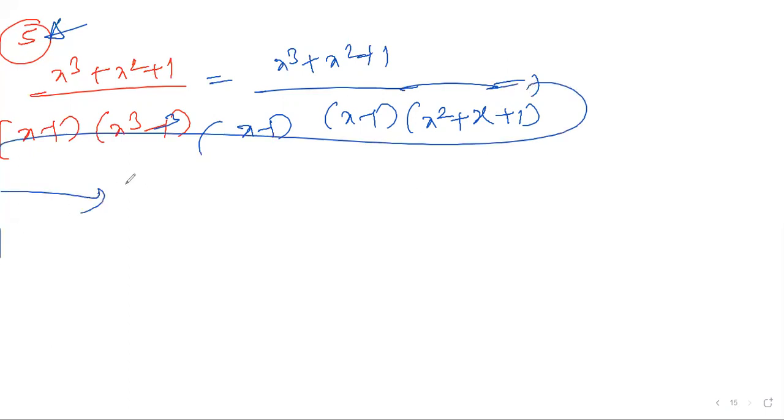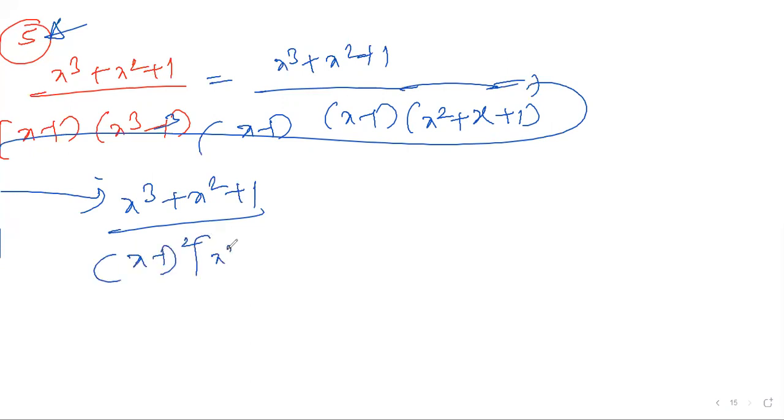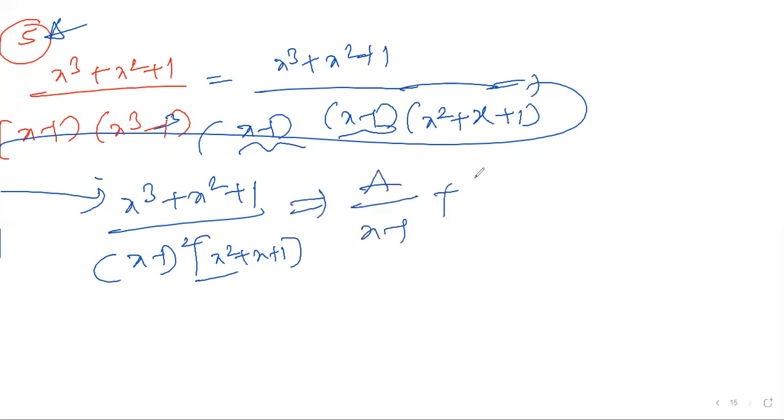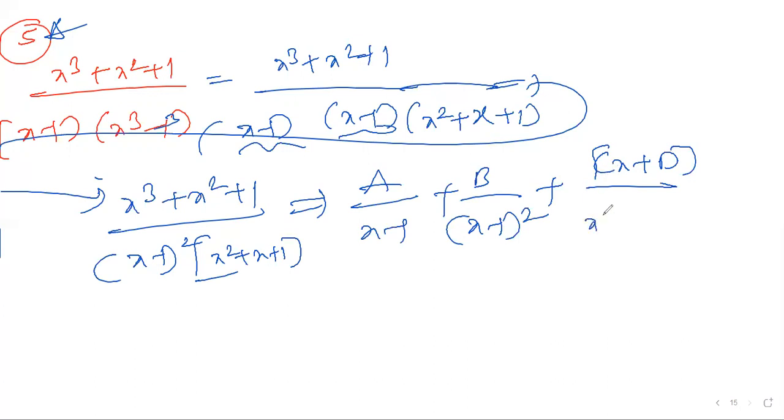How can you open this question? We can write it as a remodification: (x - 1) is repeated, so it becomes (x - 1)² into (x² + x + 1). Repetition is there, so you should apply A/(x - 1) + B/(x - 1)² plus, next, (Cx + D)/(x² + x + 1), because the order is second. Still clear?